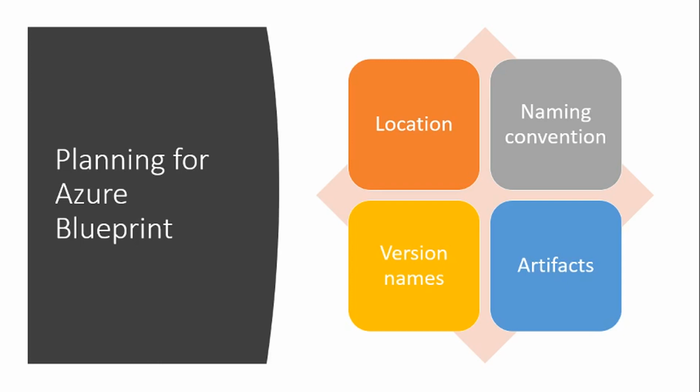It is important to note that you can only change the location by deleting and recreating the blueprint. Second, naming convention. The naming of a blueprint is up to you, but you cannot have spaces in the name. Use and agree upon a naming convention for your organization so it can be consistent. A good naming convention facilitates ease of management and reporting.